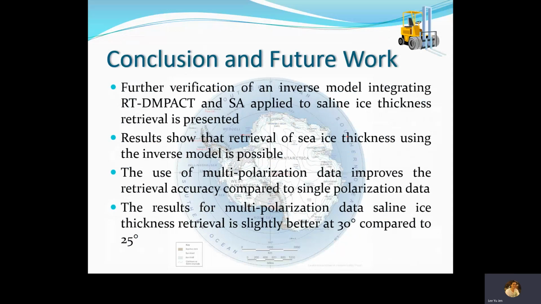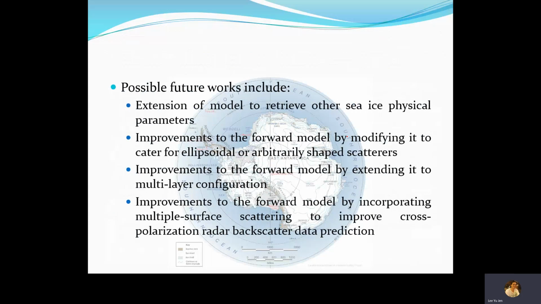As a conclusion, we have further verified the inverse model that integrates RT-DMPACT and SA and applied it to saline ice thickness retrieval. The results show that the retrieval of the thickness is possible. The use of multi-polarization data improves the accuracy of the retrieval compared to single polarization data, and the results for 30 degrees are better compared to 25 degrees.